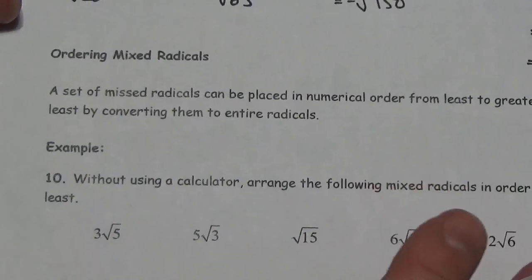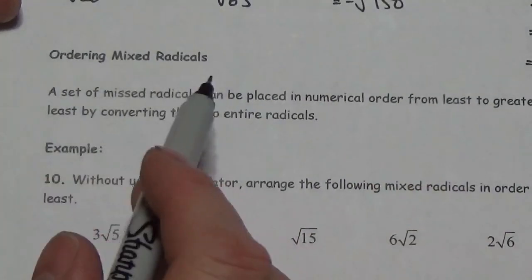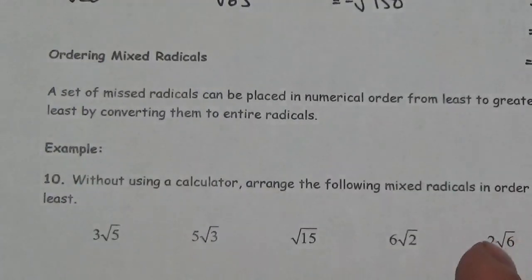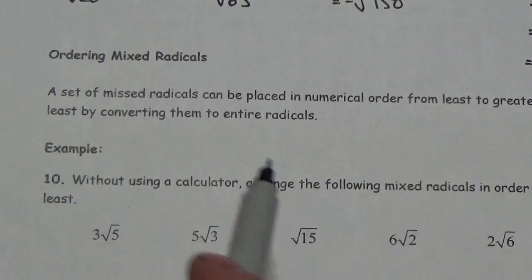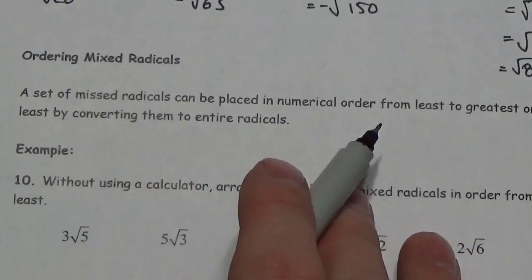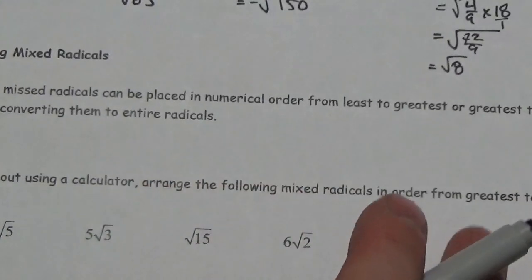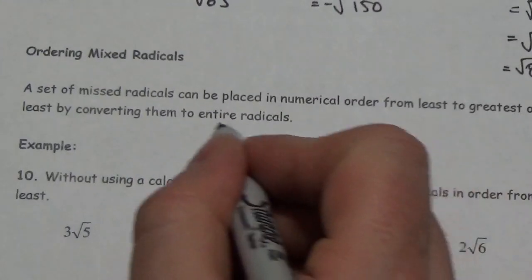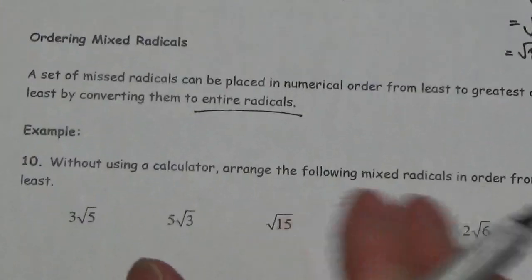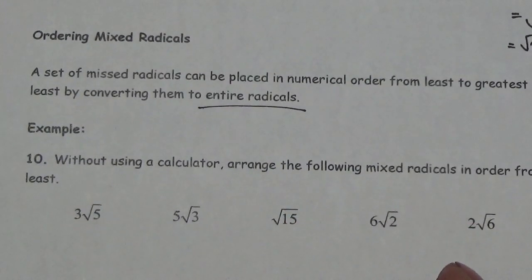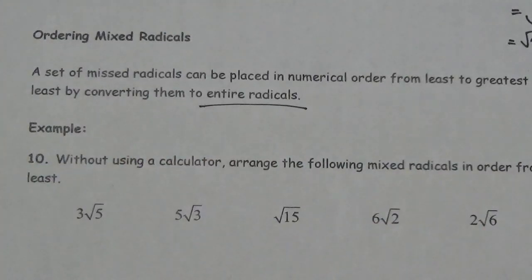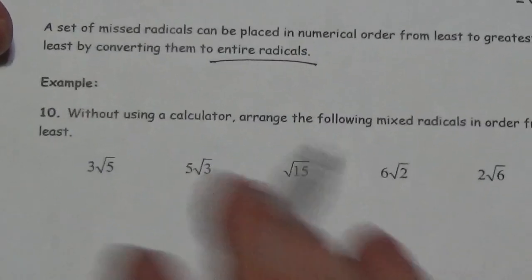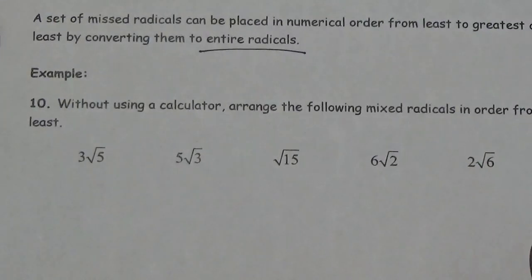Now the next thing we want to look at here is ordering mixed radicals. And this is a very common kind of question because we want to know that you can rank them against each other. So if you've got a set of mixed radicals and you want to put them in order, probably the easiest way to do that is convert them to entire radicals. Because then all you really have to do is compare the radicands. The bigger the number underneath the radical, the bigger the root you're going to get.